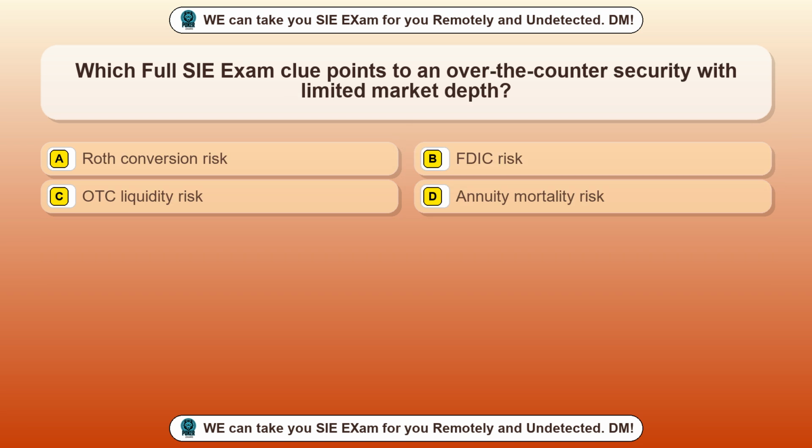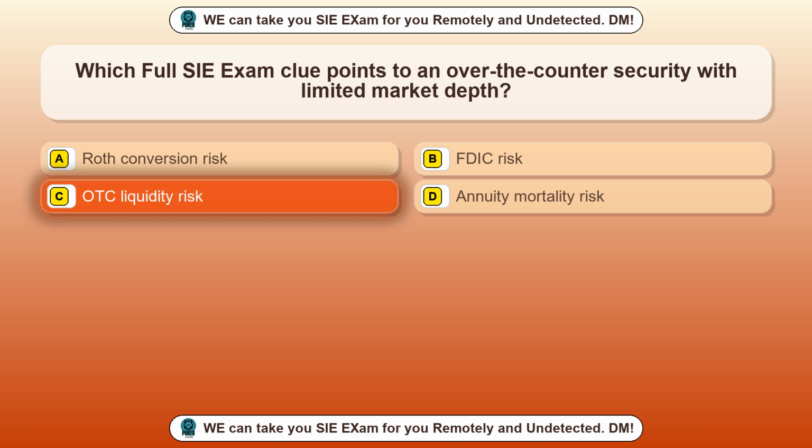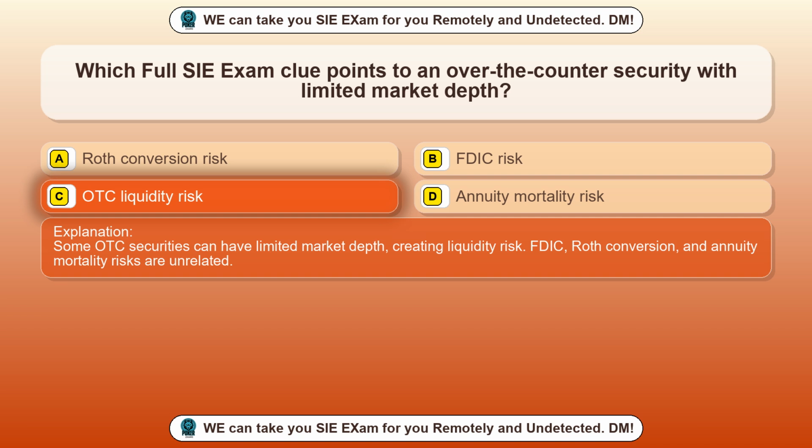Question 15. Which full SIE exam clue points to an over-the-counter security with limited market depth? Option A, Roth conversion risk. Option B, FDIC risk. Option C, OTC liquidity risk. Option D, annuity mortality risk. The correct answer is option C, OTC liquidity risk. Some OTC securities can have limited market depth, creating liquidity risk. FDIC, Roth conversion, and annuity mortality risks are unrelated.